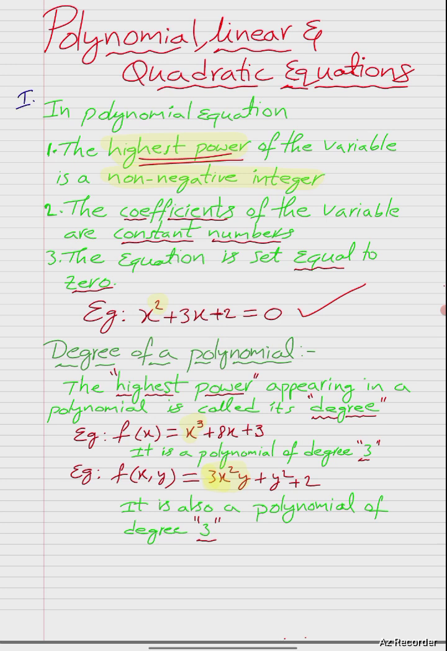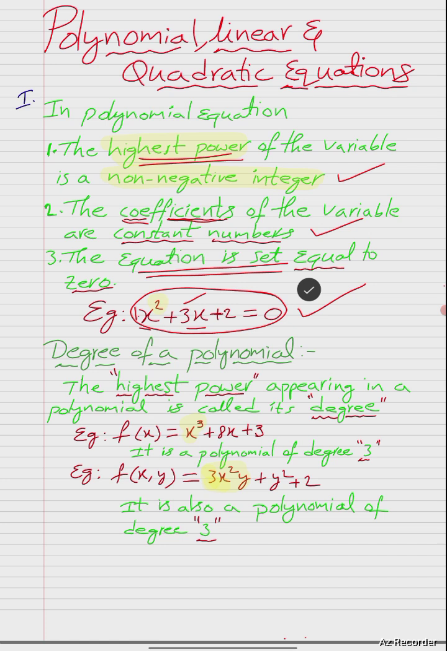And let us verify the second and third conditions also. The second condition says that the coefficients of the variable are constant numbers. So here the variable is x, the coefficient of x is 3 and of x square is 1. So these are constant numbers, so the second condition is also verified. Now let us look at the third condition. Finally, the equation is set equal to 0. Then this is said to be a polynomial equation.